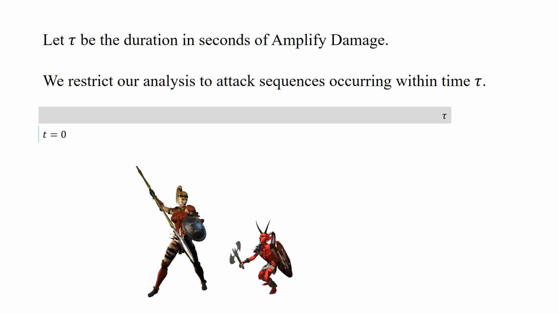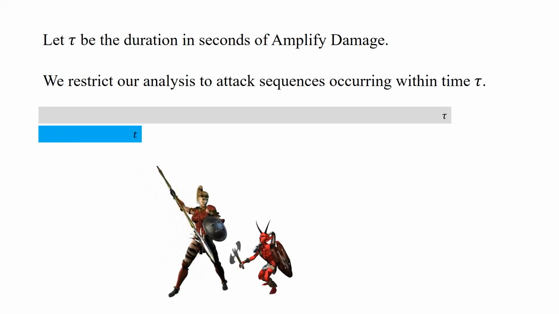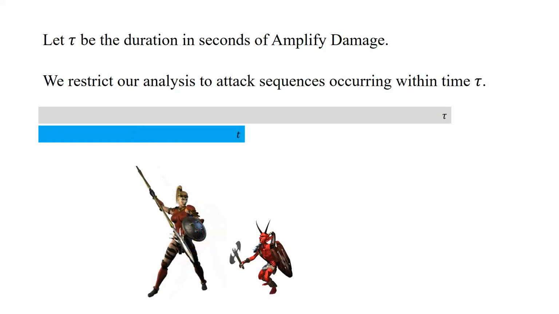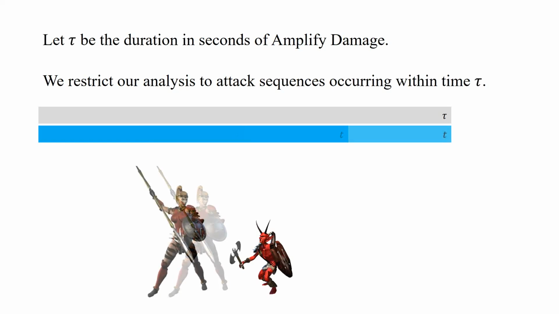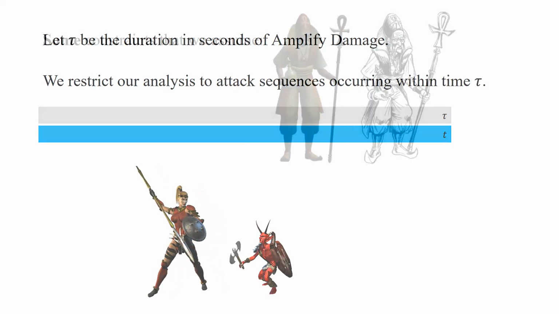And here we have a hypothetical attack sequence where the Amazon goes in and attacks, and that animation length is the t here, right? So there's one attack, it takes that time t, and so there are two attacks issued within this time tau. So we're just assuming an attack sequence within the time tau.